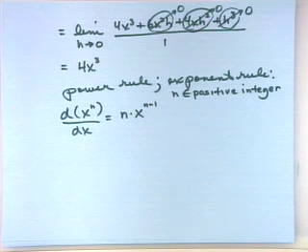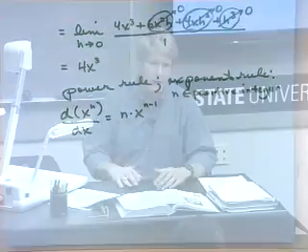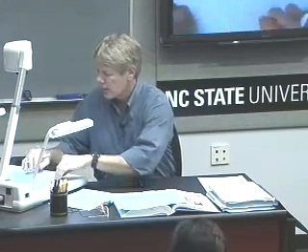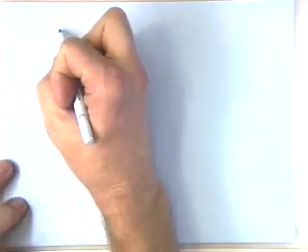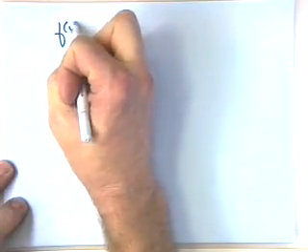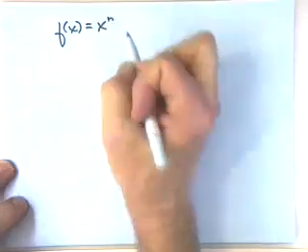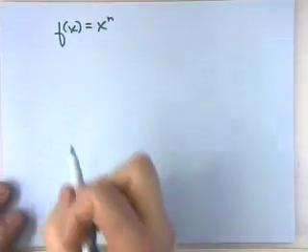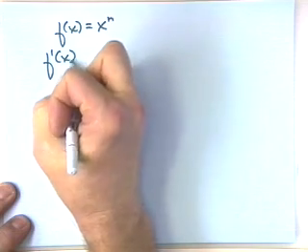Now, to prove it, and I think this is worthy of being proved, some of the things today we'll just kind of look at, and they're almost too simple to even look at in proof form, but this one I think we ought to look at the proof. Let's suppose that we have this function, x to the n, and we want to find its derivative.